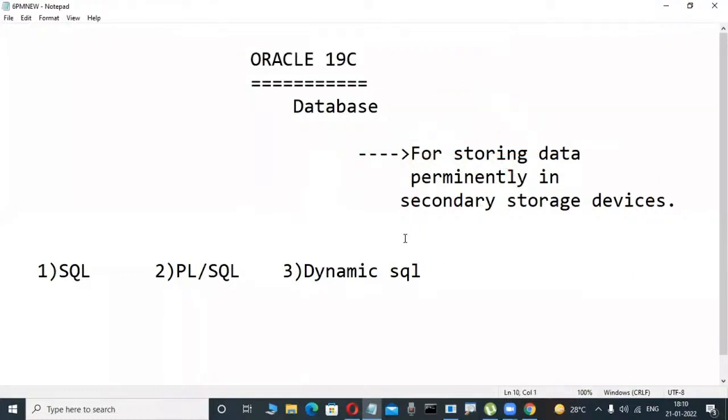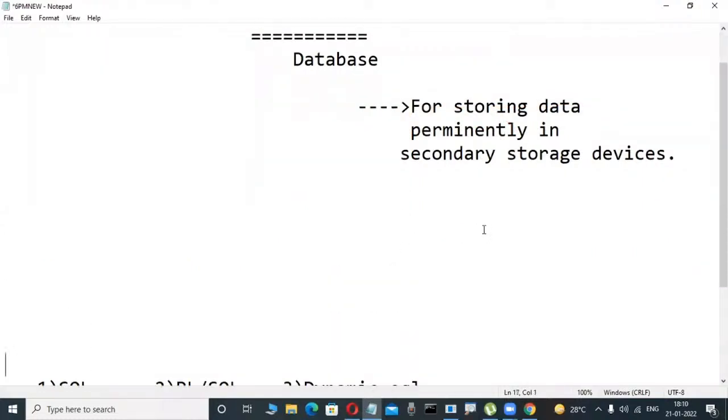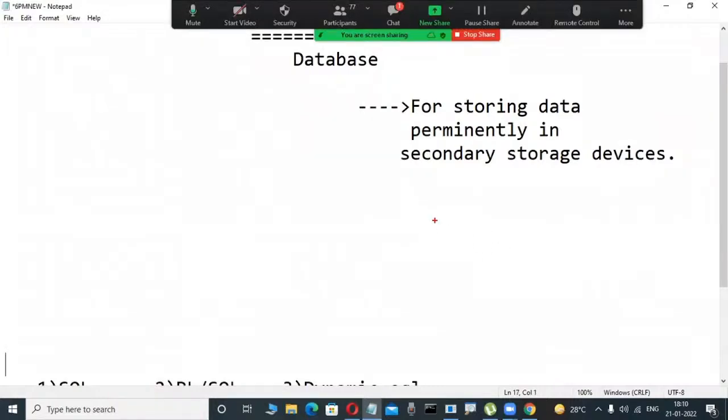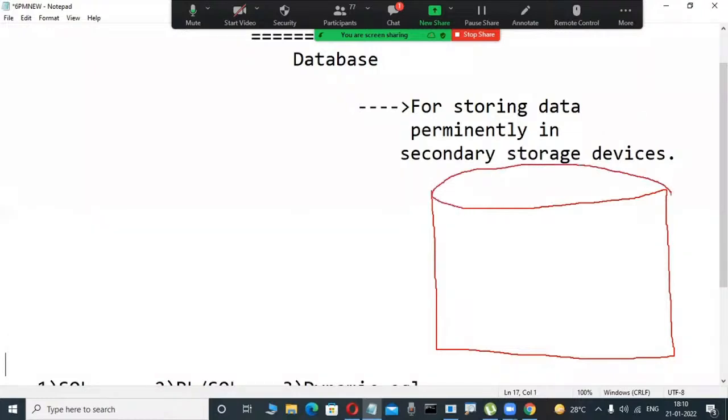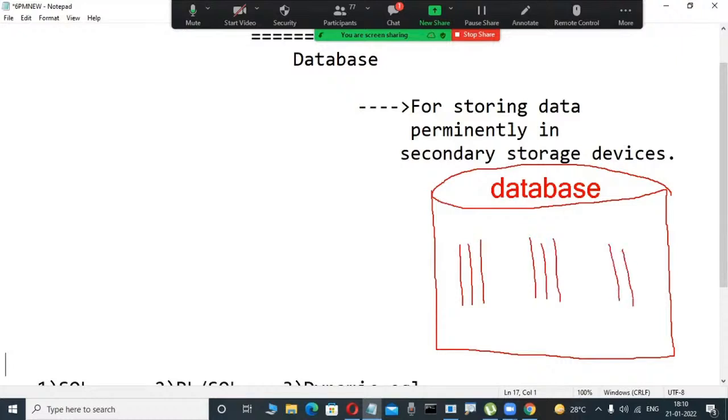These types of databases are relational databases. From 1970 onwards, these database software have been available. Relational databases do not store a random collection of data. They only store a structured collection of data. As I told yesterday, suppose this is an Oracle database. A database means some place where we store a structured collection of data in an organized fashion.